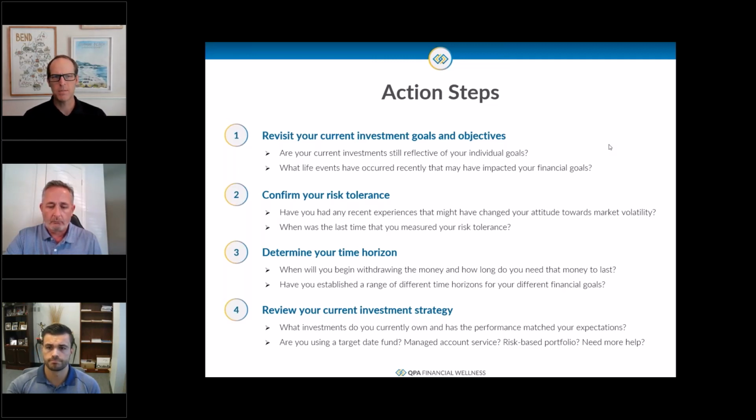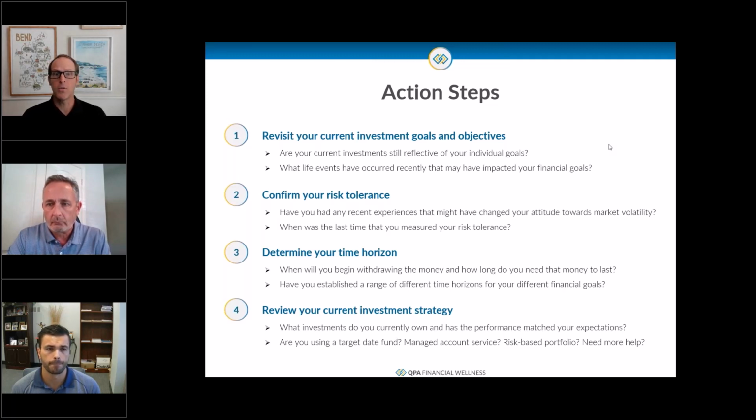Then when you move into step 2, confirm what your actual risk tolerance is, okay? When was the last time you measured your risk tolerance? Have you ever even done that? We can walk you through that process, and as Josh mentioned, there's a number of good tools and resources out there that can help you to measure that.